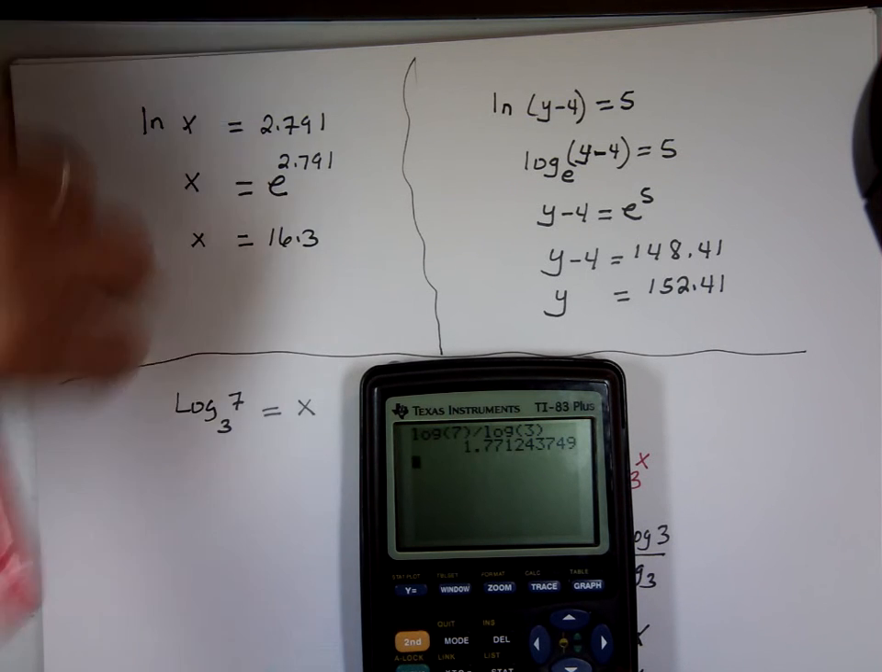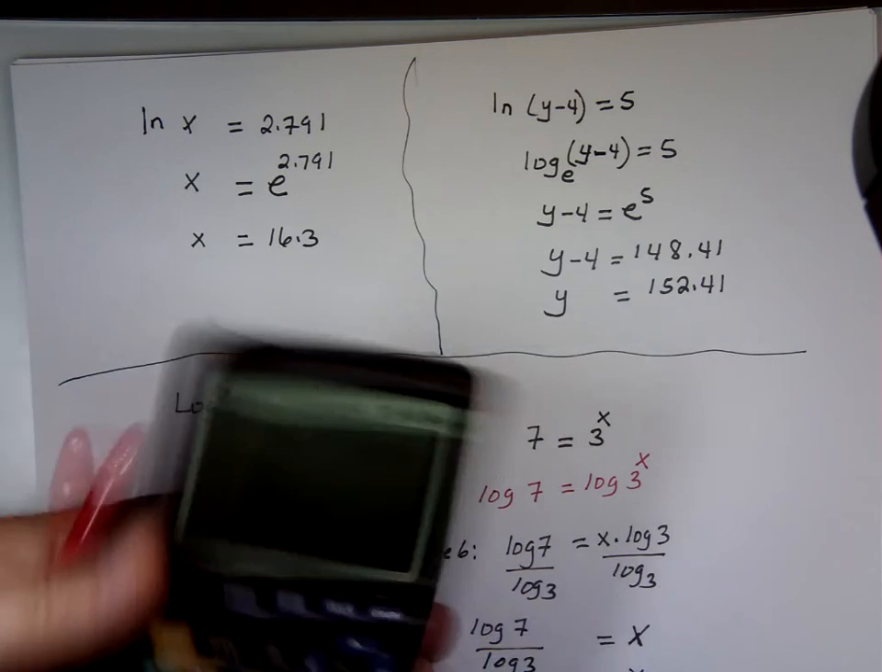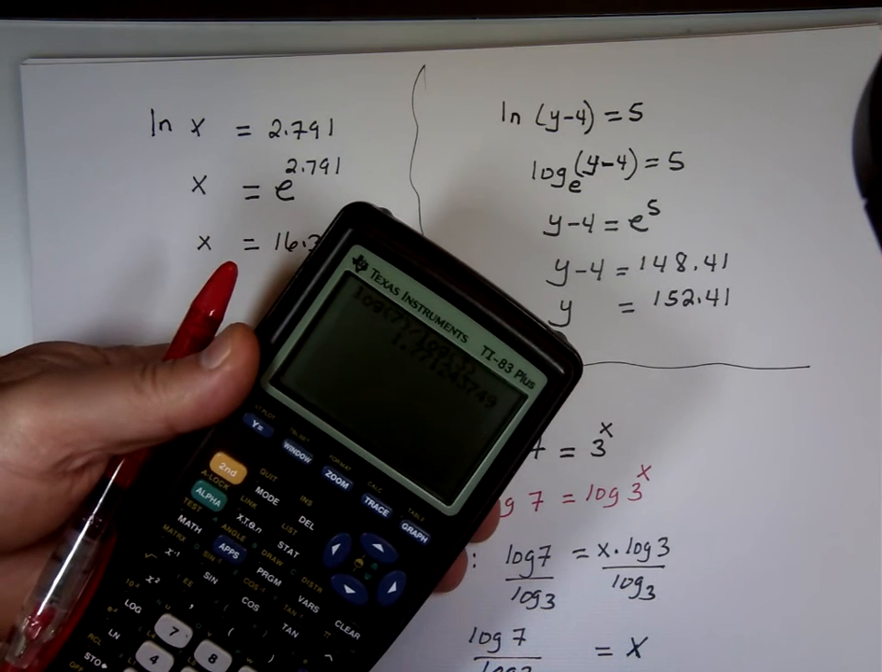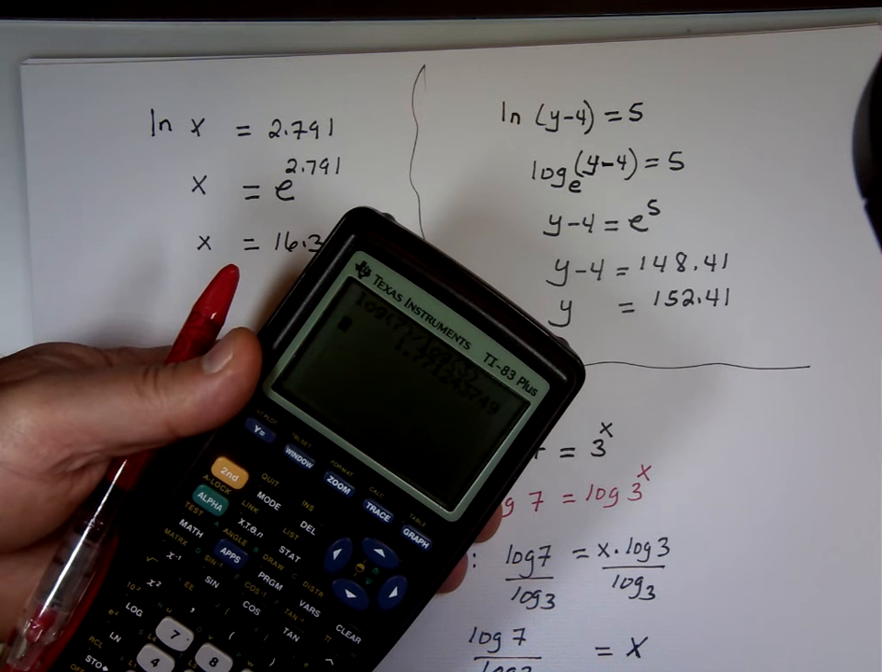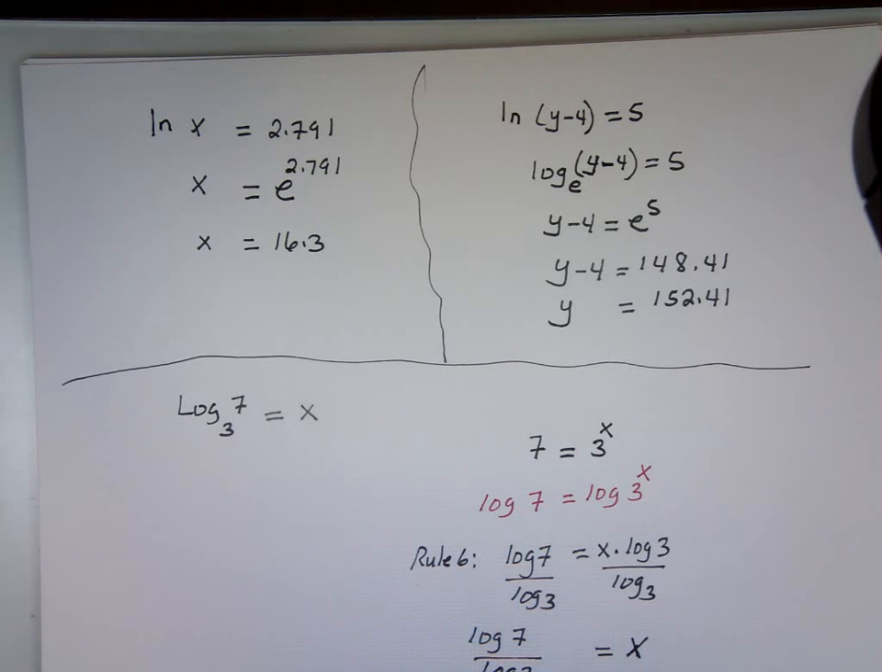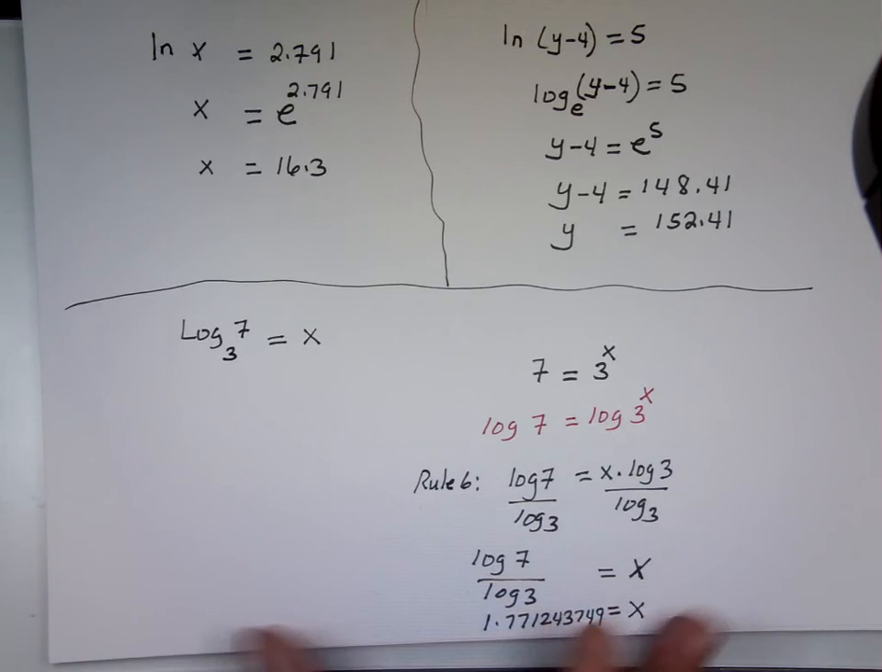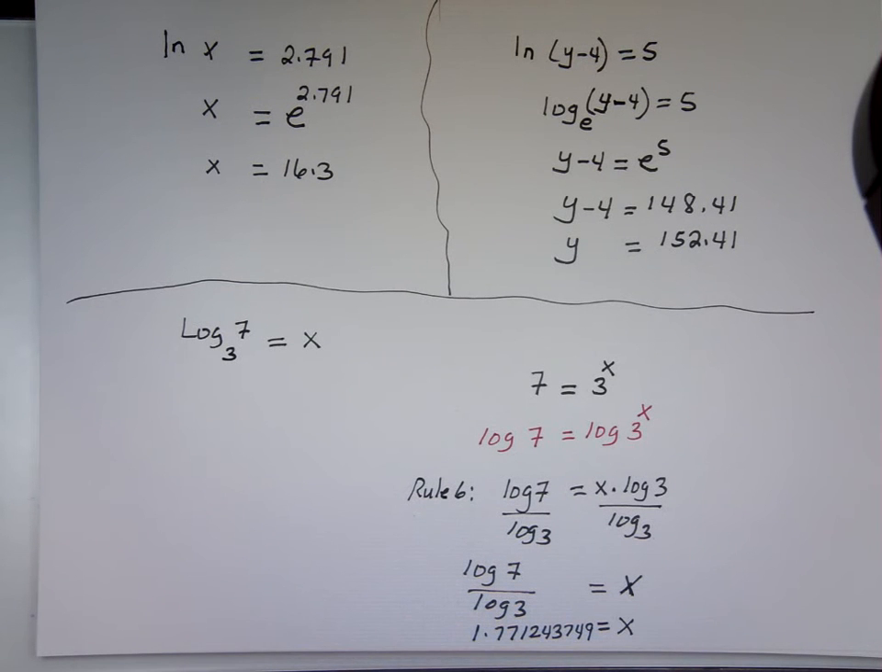Now, if any of you had the fancy calculator, is that what the answer is? Let's see if it's 1.7712433749. Let me know if that's what you got. What did you get? 1.7712433749. So people with fancy calculators now don't have an advantage over us.